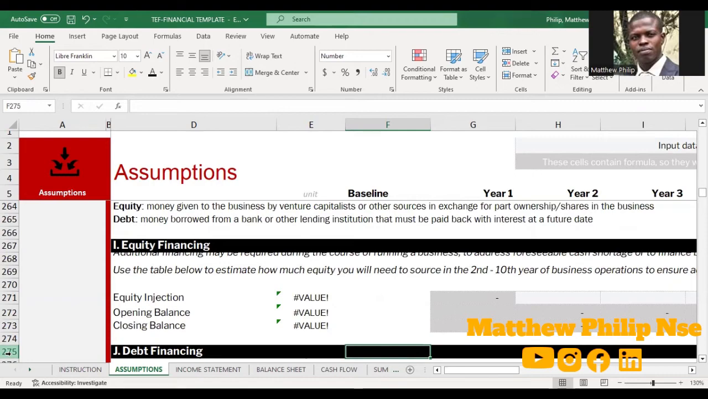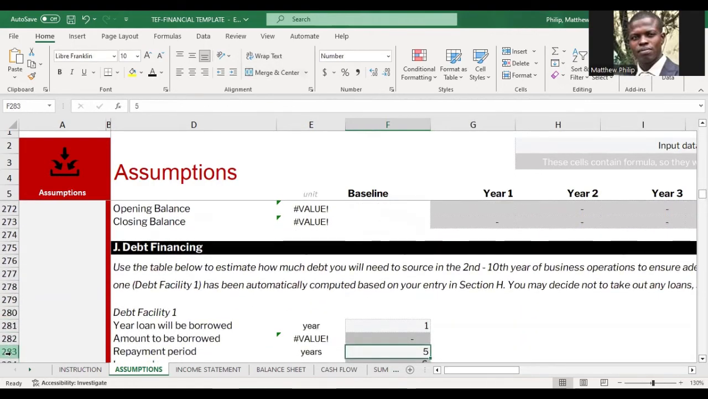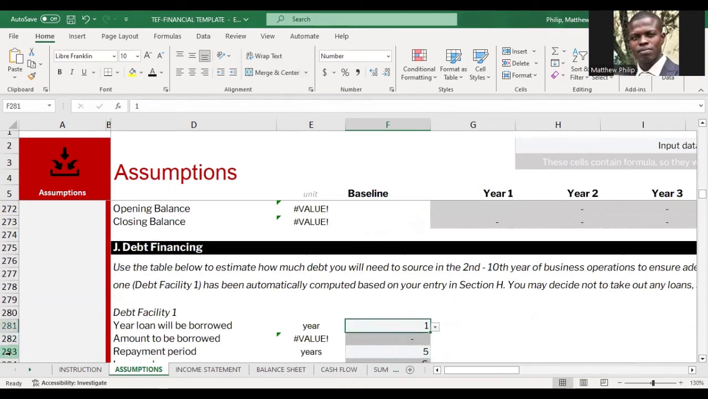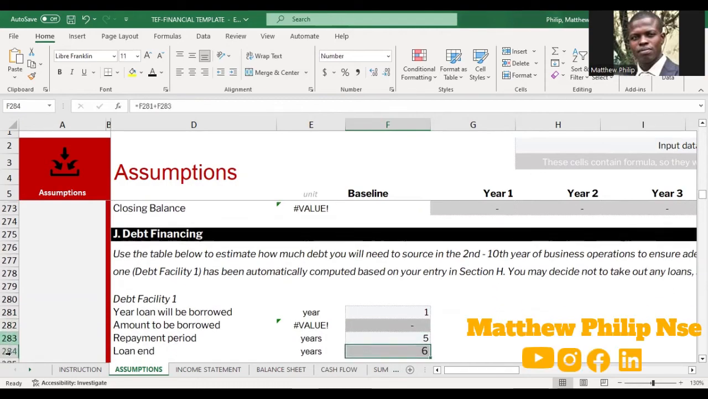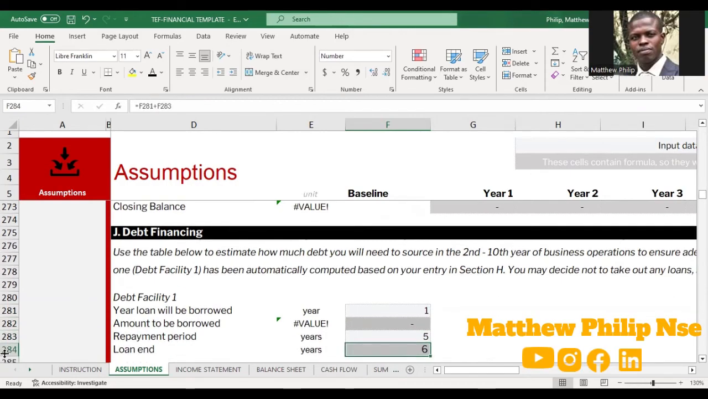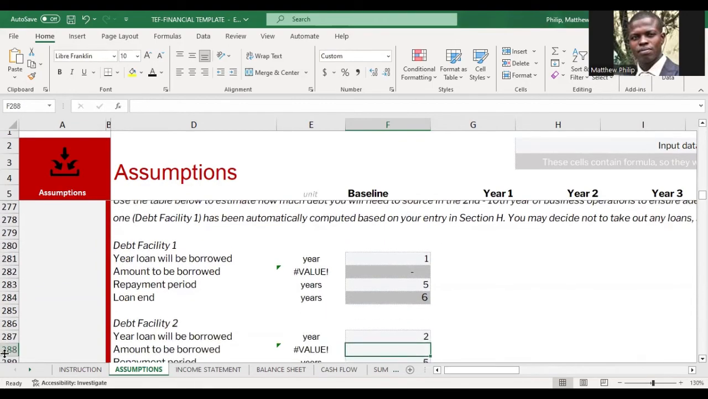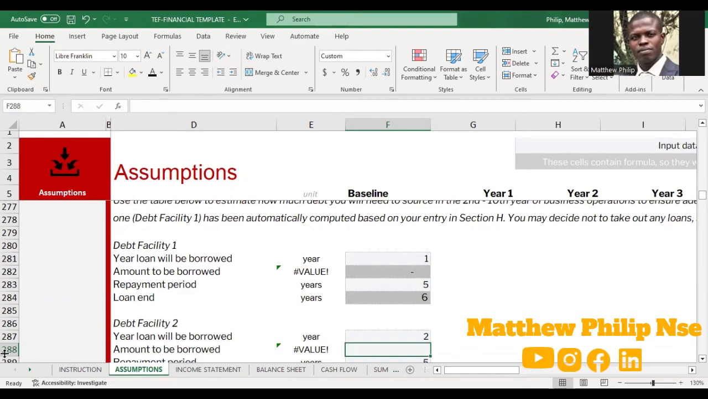If you are bringing in equity, you fill it in here, but if there's no equity, leave this place blank. If you are bringing in debt financing like a loan, you need to let us know what year the loan is coming in, what amount of loan you are bringing in, how many years the repayment period is, and at what year the loan will end. Okay, you fill it in here. All this information is required to auto-populate the financial template.